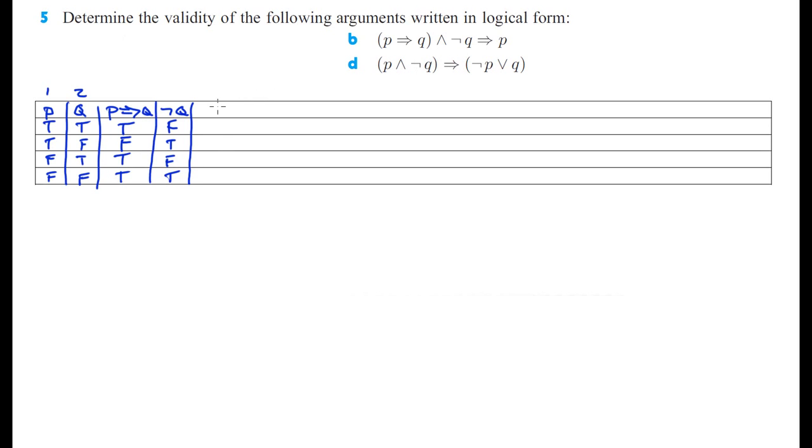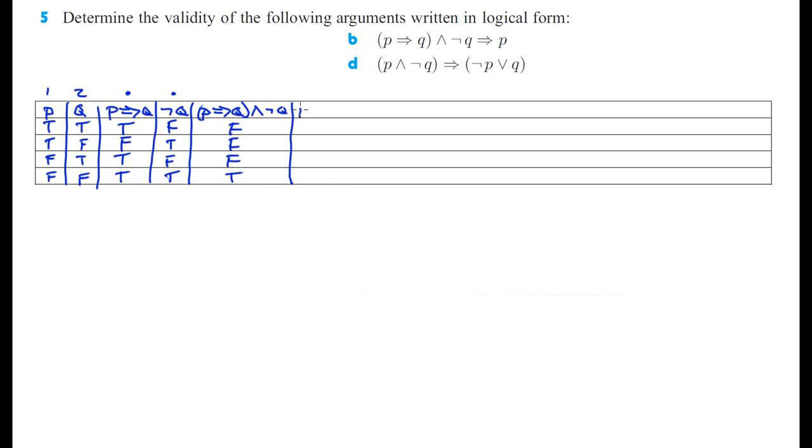Okay. So now we can put in P implies Q and not Q. That's this one and that one. These have to both be true since it's "and". So we got true, false is false. False, true is false. True, false is false. True is true. Now we have to figure out if this whole thing implies P.